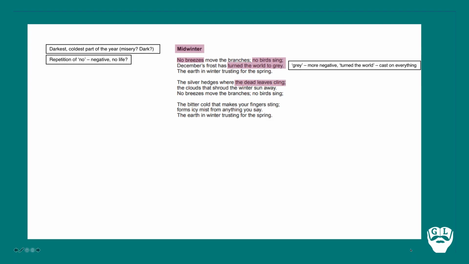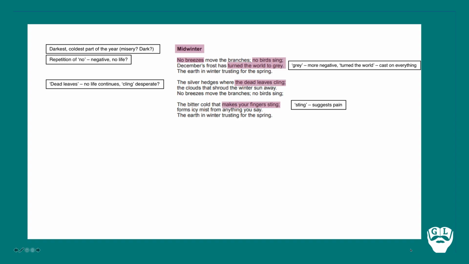And I look at, for me, the phrase is the dead leaves cling. That stood out to me, this idea of dead leaves, this sense of no life continuing. Cling is quite a desperate word, a desperate verb, okay? And on top of that, the bitter cold that makes your fingers sting. Notice this idea of sting suggesting a pain for the first time, like a physical pain.